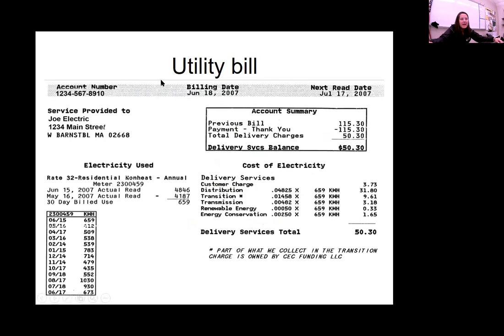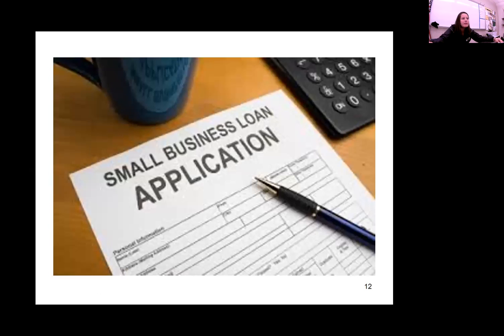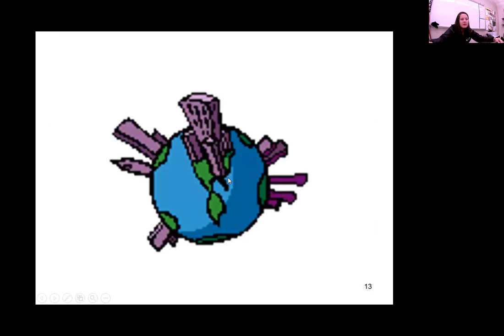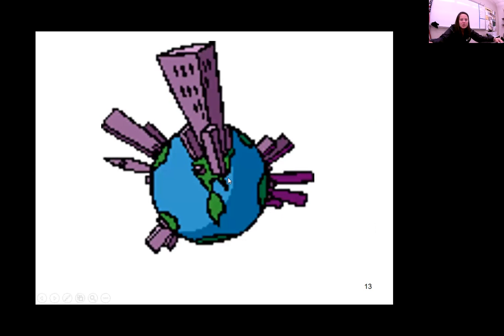This is a startup budget blueprint, you're breaking ground. Paying your normal utility bill, that could be in your operational budget or your cash flow budget. Small business loan applications, that will be part of your startup budget. Expanding, that's your expansion budget.